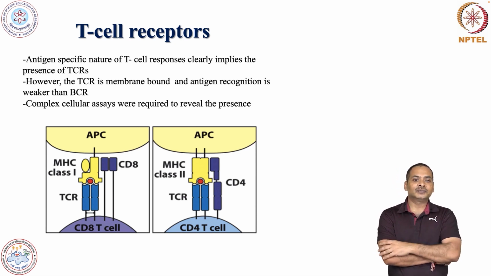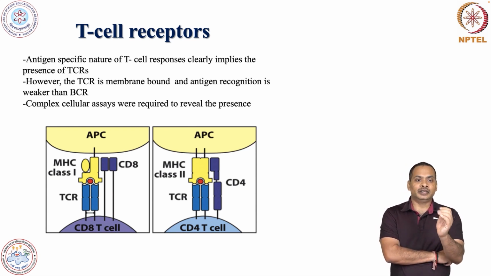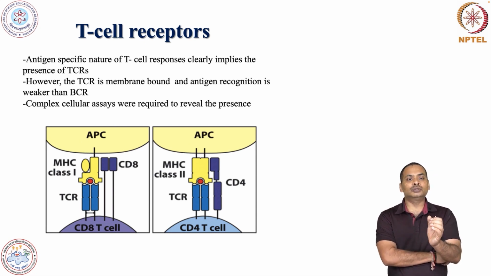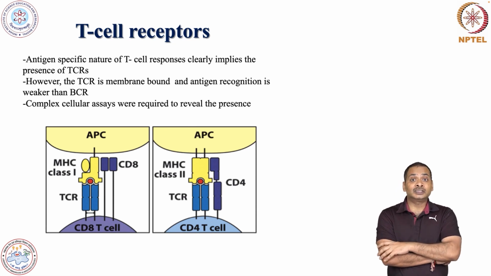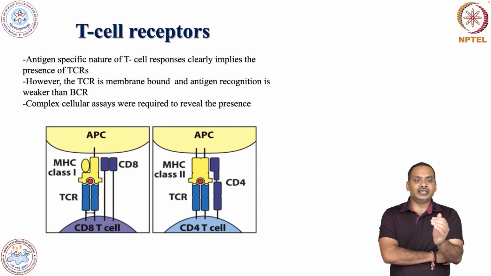Here you can see I am putting a very simple image. You can see there is an antigen presenting cell, and there is an MHC class 1 molecule in one panel. In the first panel there is an MHC class 1 molecule, the red color is the antigen, and there is a TCR, and this TCR is present along with the CD8 molecule. So, this CD8 T cell is basically a cytotoxic T cell.